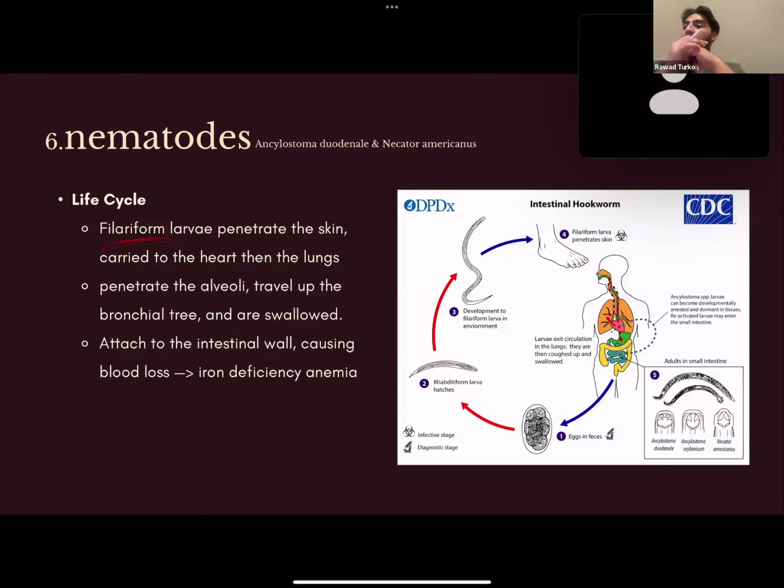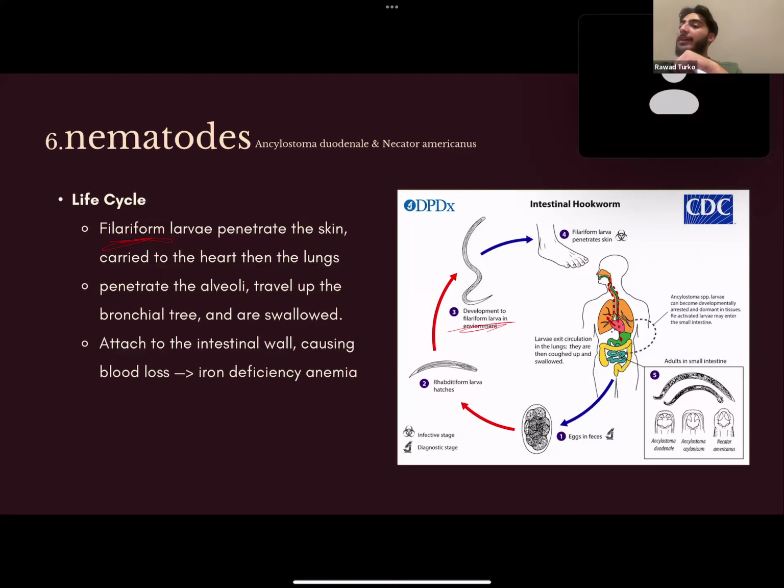By the way, guys, it's important that you remember that word, filariform larva. It's important for hookworms. This is different to most of the other helminths because the infective form is not a cyst. The infective form is already a larva. It's definitely not an egg. So it's the filariform larva that's able to penetrate through the skin.